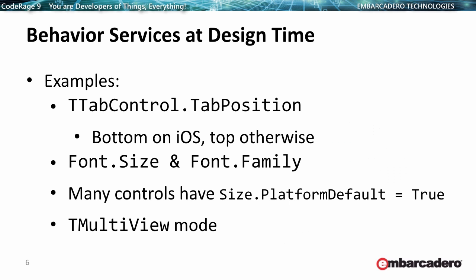So for example, the TTabControl's TabPosition now defaults to platform default. What this does is it puts the tabs on the bottom in iOS, because iOS says you should put your tabs on the bottom, and on the top for all the other platforms. You're also going to see the font size and font family have a platform default behavior, and many controls have a size platform default. This sets the control size to be the default for the platform. That way you don't have to tweak the size of your buttons, for example, on different platforms. That automatically will adapt to the correct size for the platform it's running on.